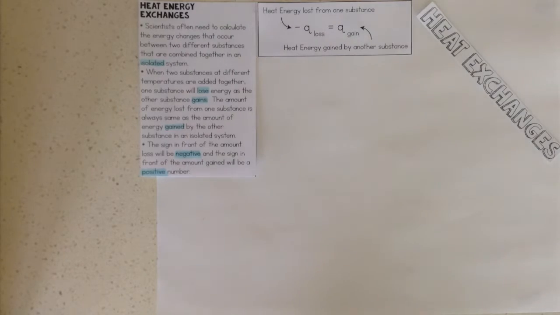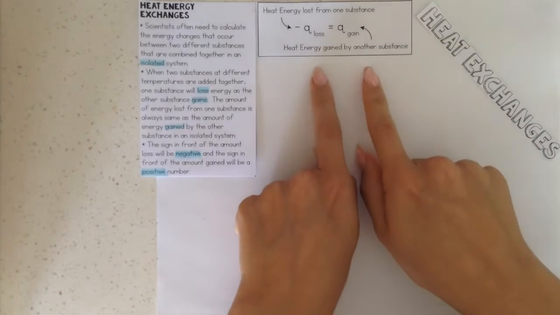Scientists often need to calculate the energy changes that occur between two different substances that are combined together in an isolated system. When two substances at different temperatures are added together, one substance will lose energy as the other substance gains. The amount of energy lost from one substance is always the same as the amount of energy gained by the other substance in an isolated system.